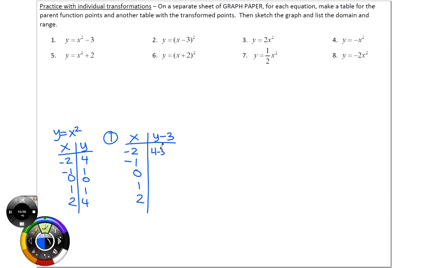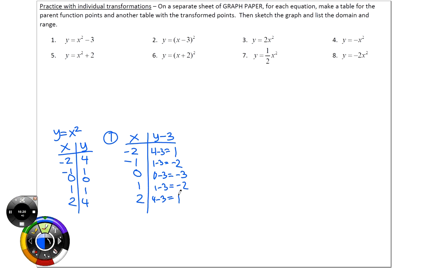It's going to be 4 minus 3, which turns out to be 1. And this is going to be 1 minus 3, which turns out to be negative 2. And 0 minus 3, which turns out to be negative 3. And 1 minus 3, which turns out to be negative 2. And 4 minus 3, which turns out to be 1. Is that all right with everybody?